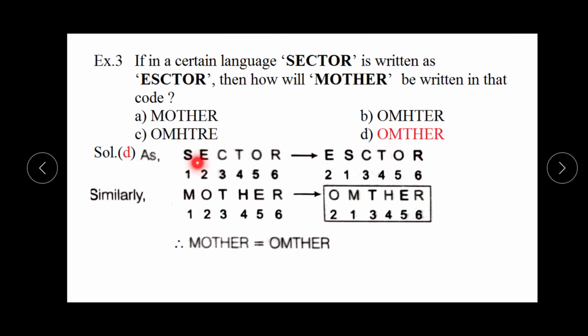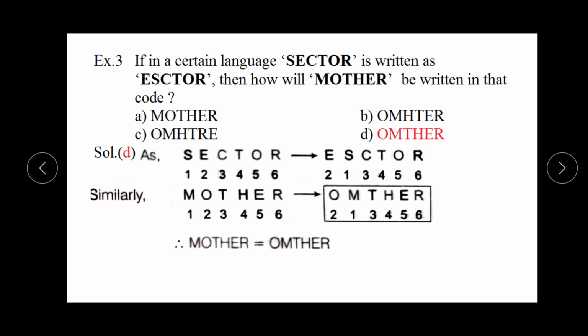If we compare this, we will see that only S and C have changed their positions. They are interchanged in their positions, and from 3 to 6 these positions are same to same, but these first two positions are different. They were interchanged. It means the second is at first and the first is at second.